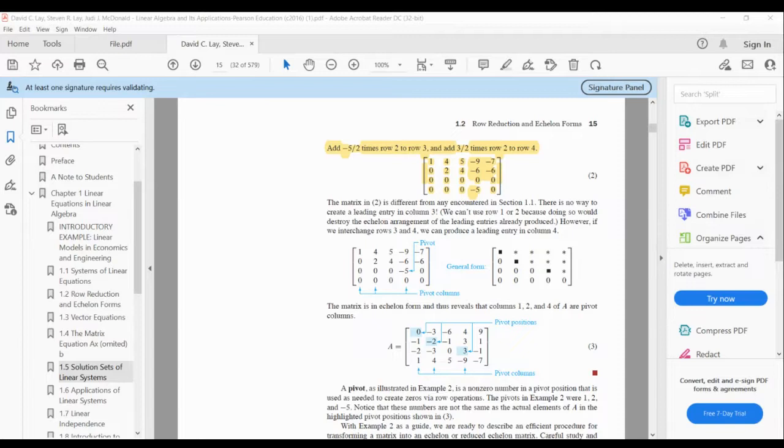Now what we want to do is get it in echelon form. We're going to take the fourth row. If we interchange the third and fourth rows, that will get us here.